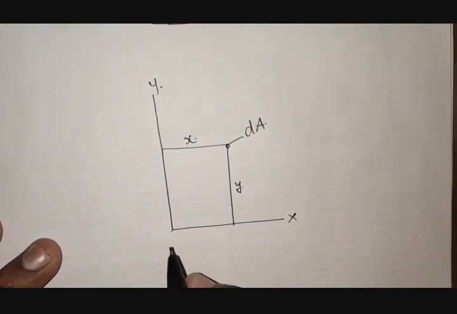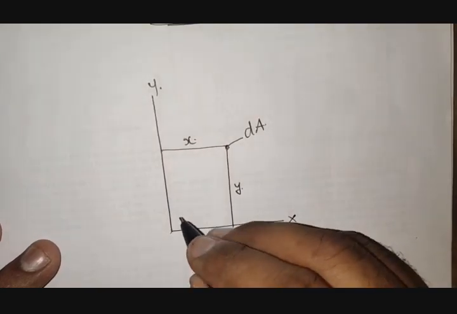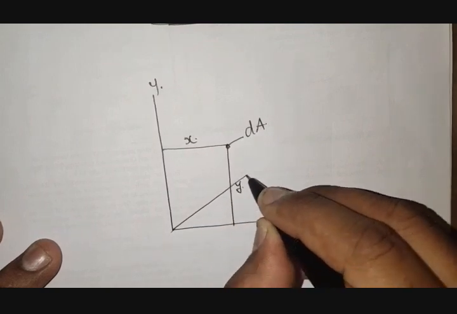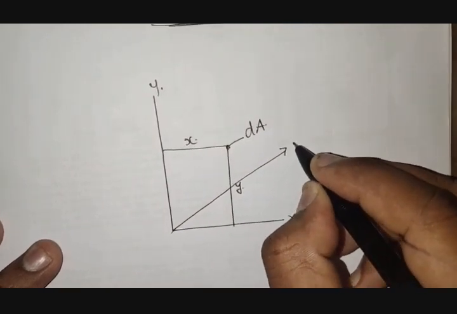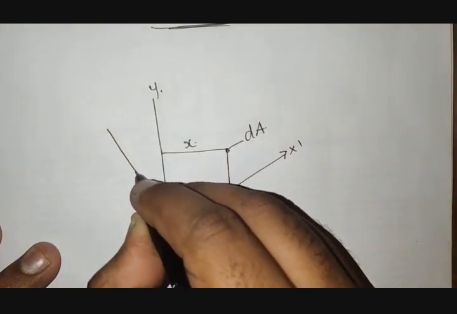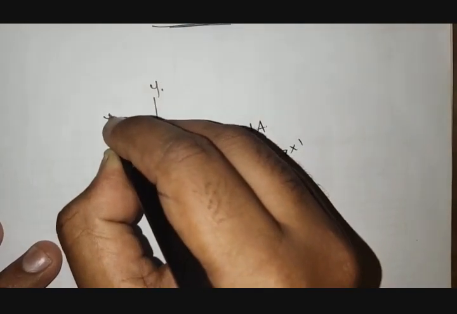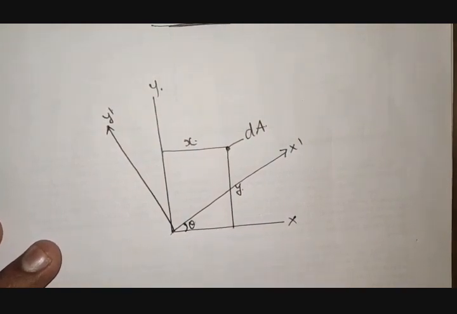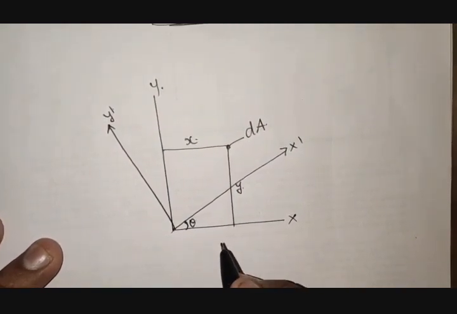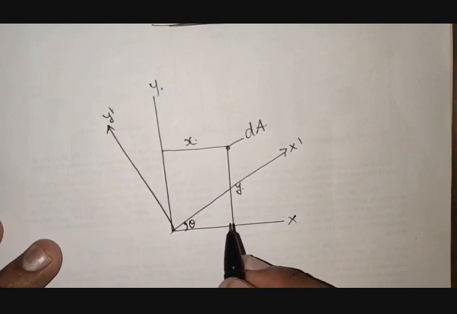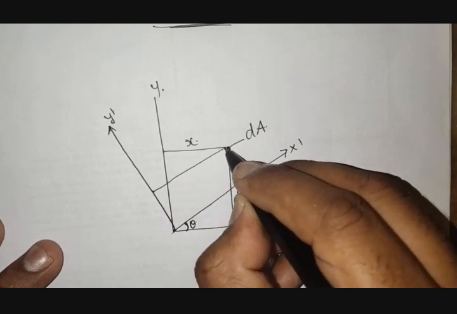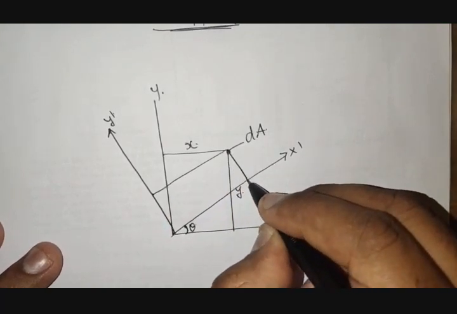Now if it is going to bend to a new axis, so this is the new axis x dash, and this is y dash, and here it is going to build up some angle theta. Now if it is going to tilt up, then it is going to come in this way.